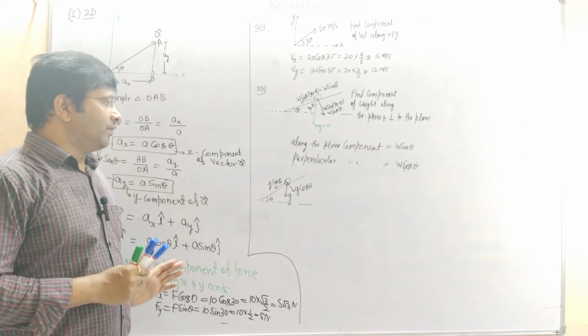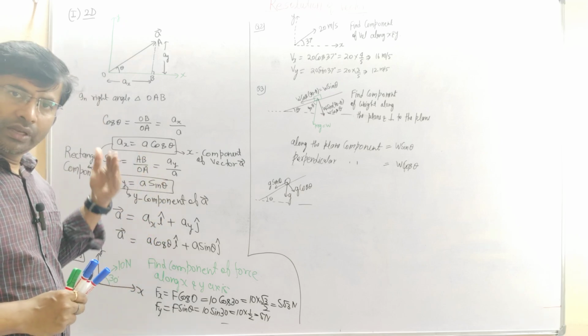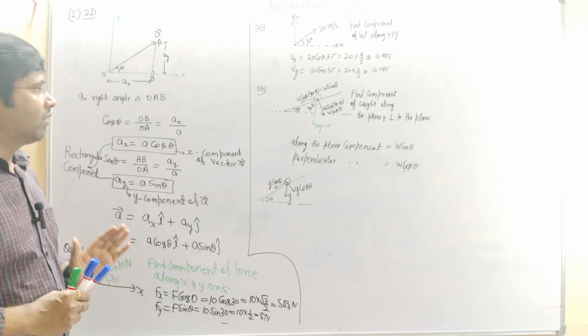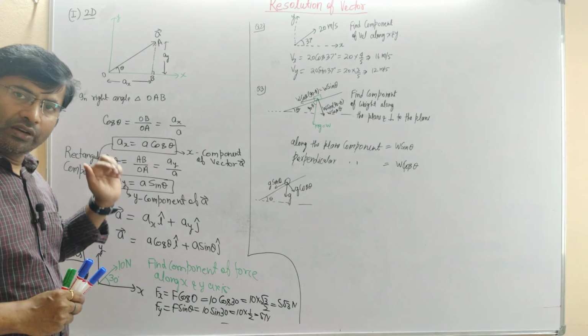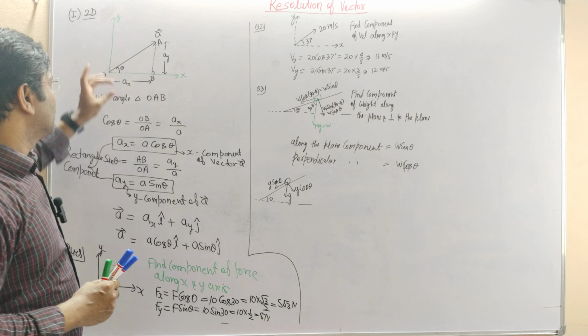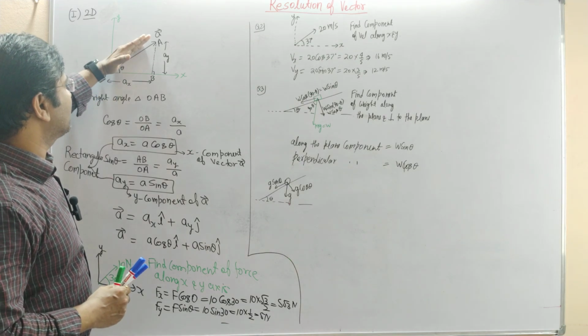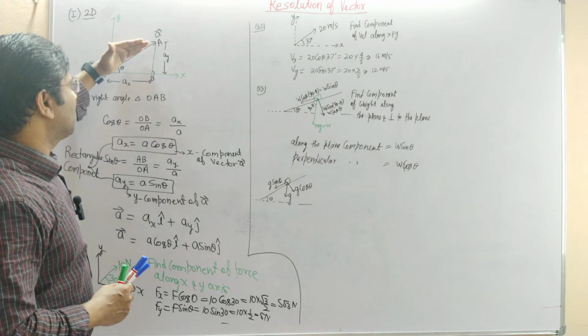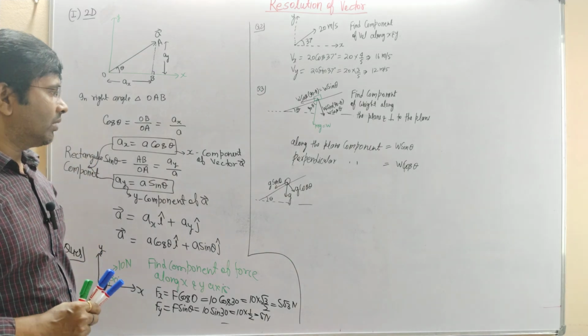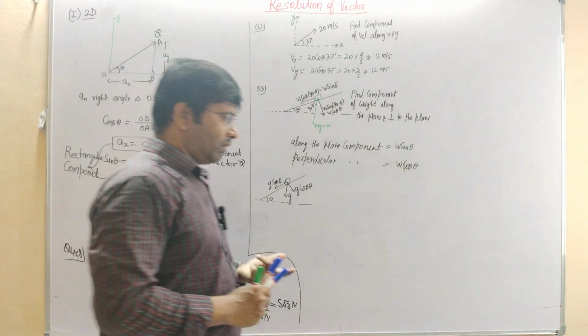Only you remember, if there is a vector, the x component will be vector magnitude into cosine of the angle between them, and the y component will be vector magnitude into sine of the angle between vector a and x axis. So this is theta, so component of this along x is a cos theta, component along y is a sin theta. That much you remember. So this is how we will resolve.